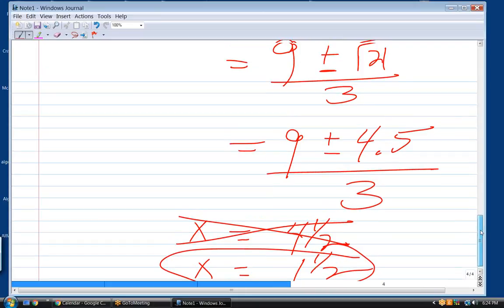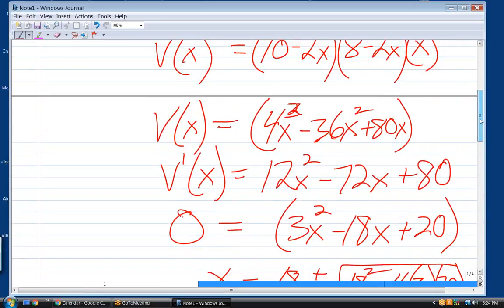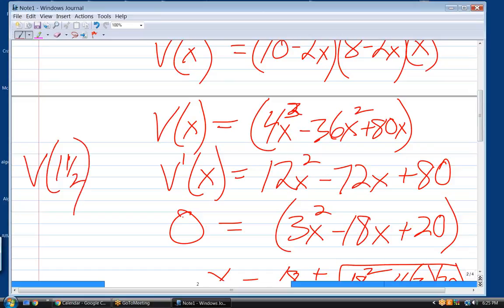Now, what is that volume? Well, I need to go back to my volume equation. In other words, what is V of 1.5? You plug it back into the original equation. All I have determined is what value of x produces a 0 first derivative. In other words, I took the first derivative, set it equal to 0, solved for x, eliminated the possibilities that weren't possible, like 4.5, and ended up with the value that's going to produce my maximum.